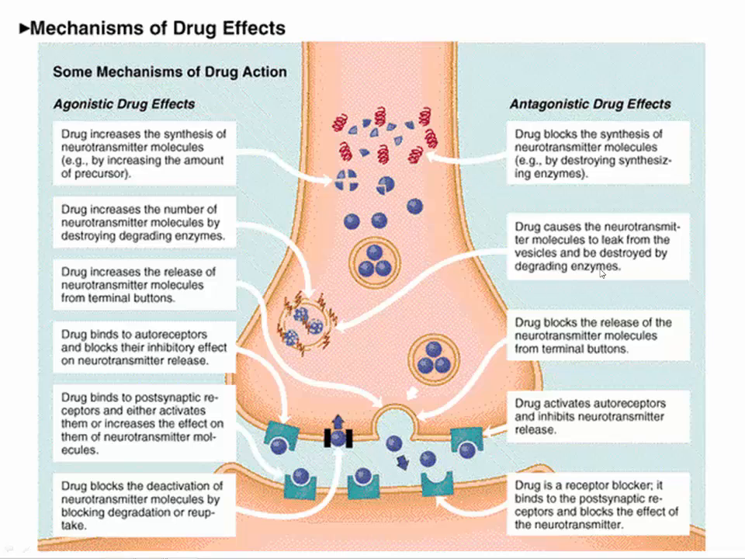Excuse me. Here on the antagonizing side, the drug causes the neurotransmitter molecules to leak from the vesicles to be destroyed by the degrading enzymes. So in other words, you decrease the ability of the neurotransmitter vesicles or reservoirs to hold the neurotransmitter. They leak from it, and then they're destroyed by degrading enzymes.